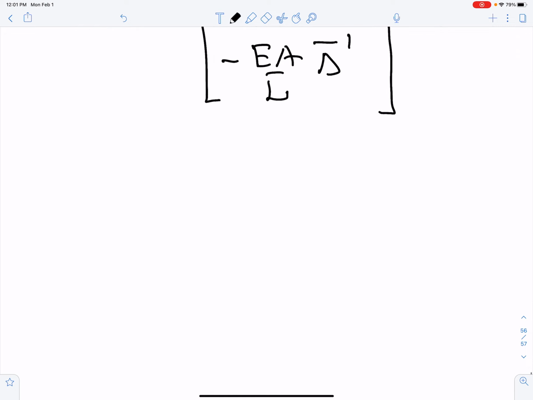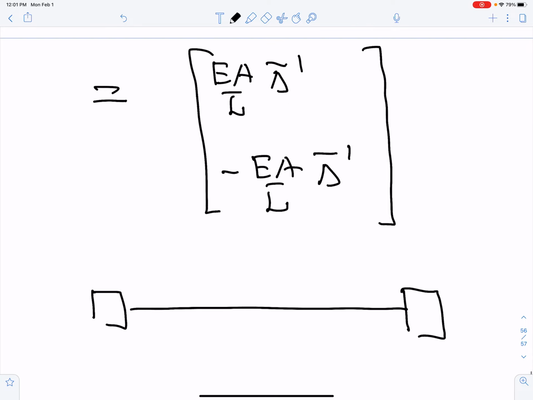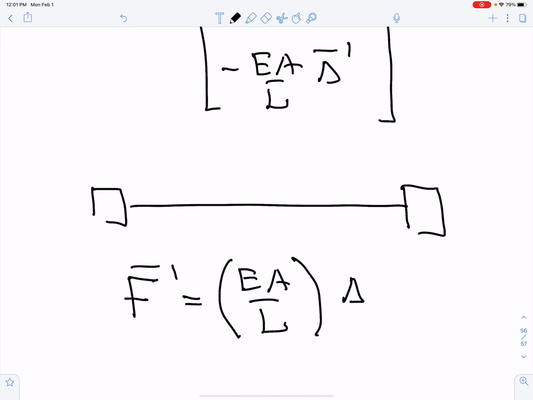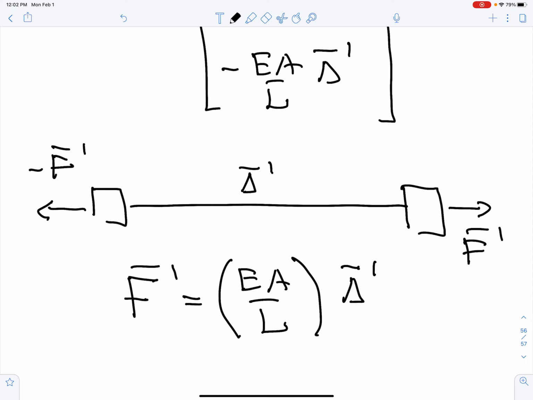So pictorially, what do I get? If I define F bar prime to be EA over L, in brackets, times delta bar prime, then if this element is subjected to a relative displacement of delta bar prime, it will develop a force F bar prime to the left on this node, and on the other node, minus F bar prime.